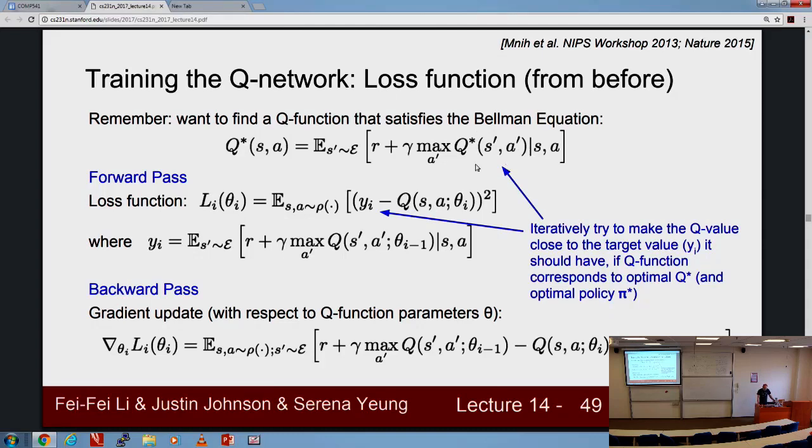And then we use this immediate reward plus the discounted next value as our target, as if we're doing supervised learning. So we say, I want my Q network to assign the current state action pair a value that is close to the immediate reward plus the discounted future value. Okay? So this y_i here, my target, corresponds to immediate reward plus the discounted future value. That's Q learning.